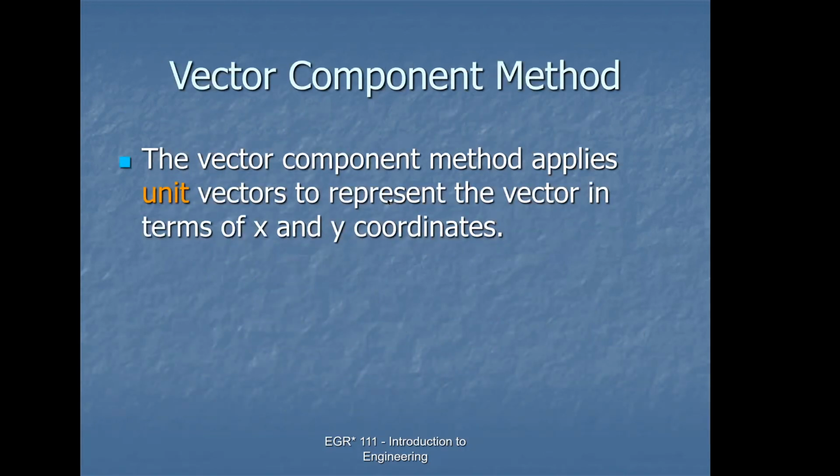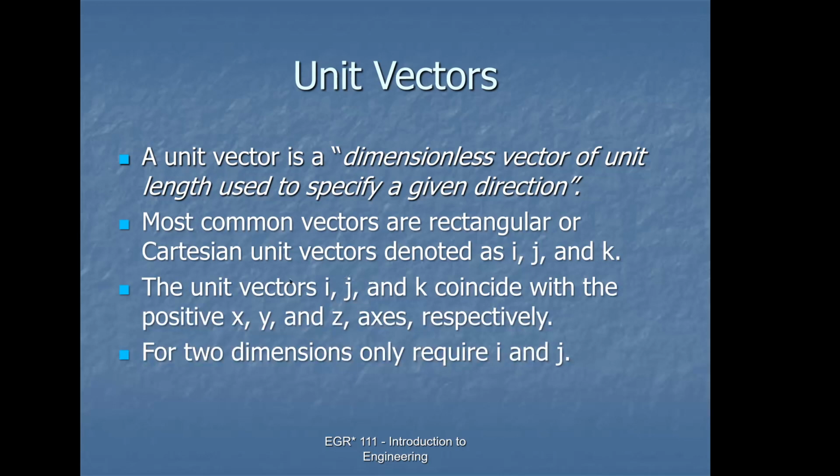And then the last one here is the vector component method, and this one is where you use unit vectors to represent the vector in terms of x and y coordinates. The unit vectors are just going to be i, j, and k. So a unit vector is so-called dimensionless. A unit vector actually has a length of 1, but it specifies the direction.